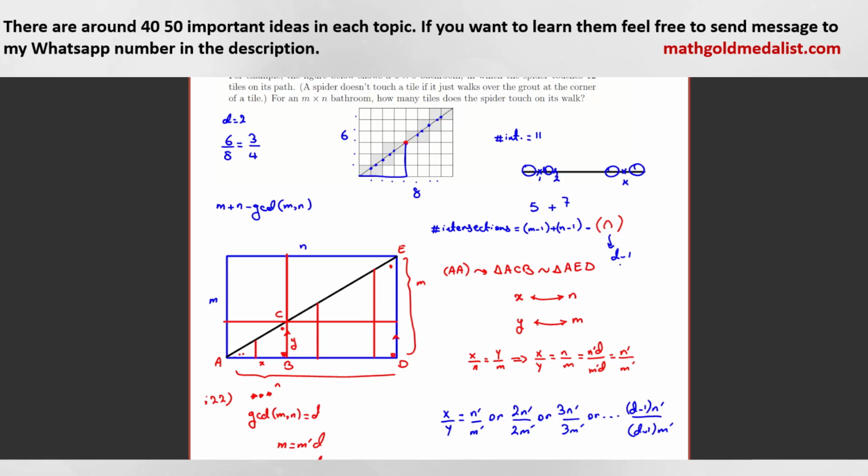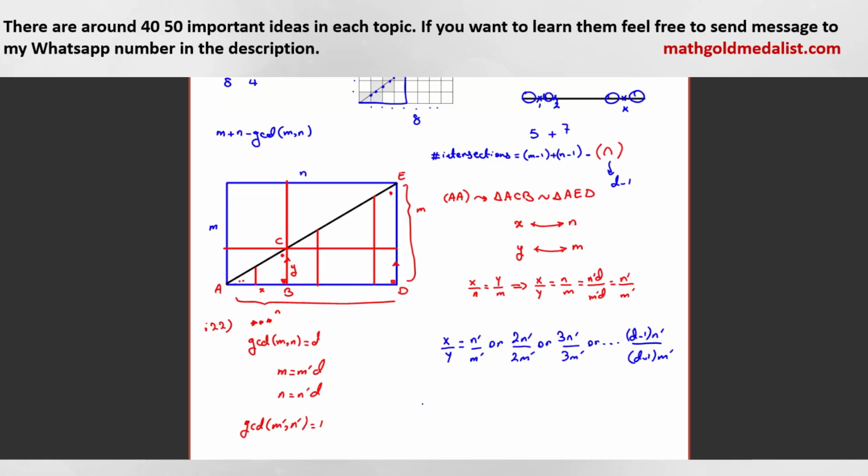Now, intersection d minus 1. So we can say now the number of intersections equals what? The number of intersections is equal to m minus 1 plus n minus 1 minus d minus 1. So we can cancel negative 1, negative 1. It will be m plus n minus d minus 1.